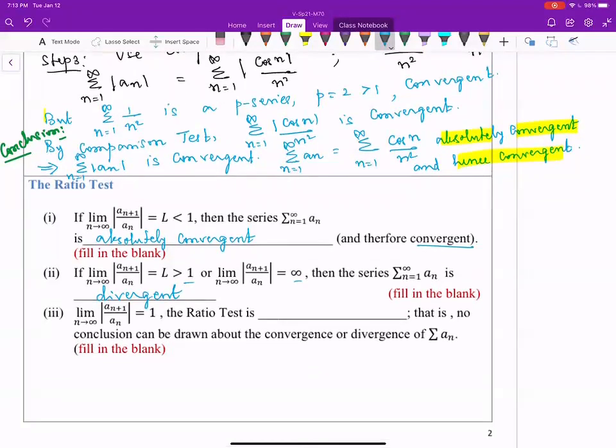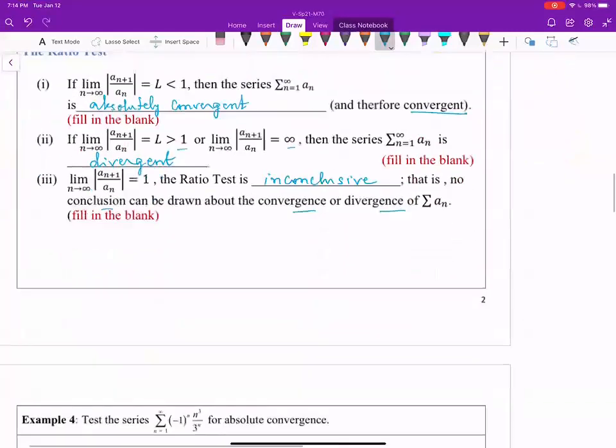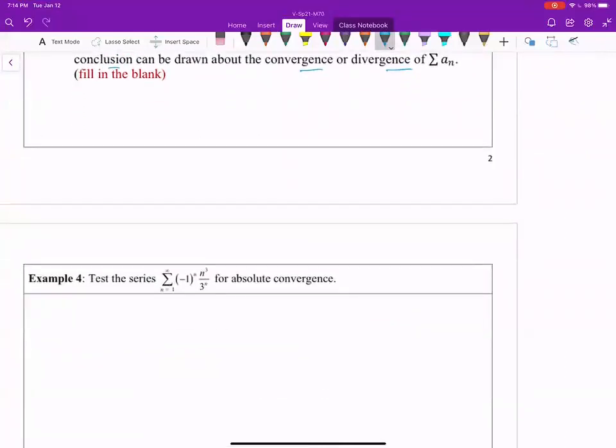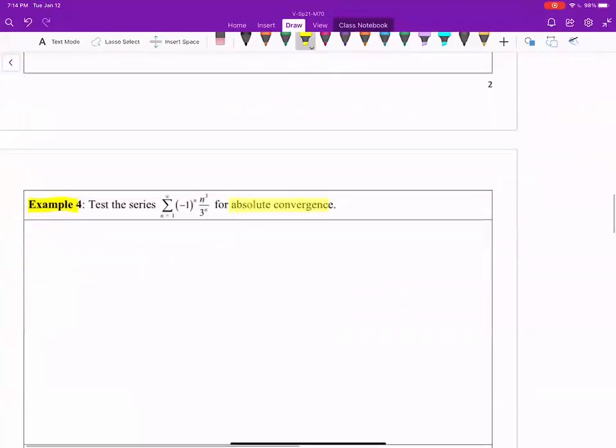If limit as n approaching infinity of absolute a sub n plus 1 over a sub n equals 1, then the ratio test is inconclusive. That is, no conclusion can be drawn about the convergence or divergence of sigma a_n. The ratio test. So let's see an example based on this. Test the series sigma n varying from 1 through infinity, negative 1 to the power n times n cube over 3 to the power n, for absolute convergence. So we'll apply ratio test here.